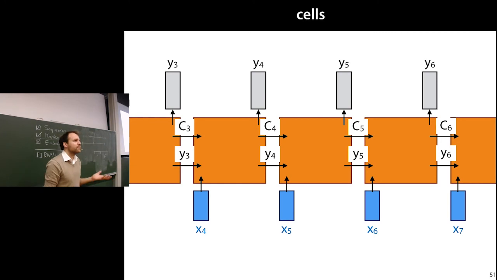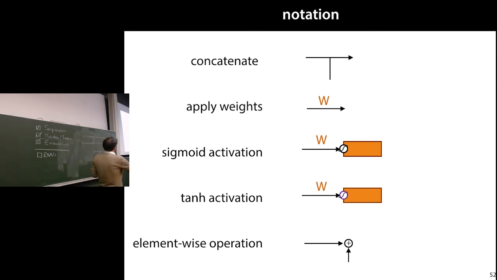And inside these cells, some complicated things are going to happen, for which we need a little bit more shorthand. So as we've seen already, we will denote concatenation of vectors like this, a fork coming into an arrow. The application of weights we will denote by writing a W or a capital letter on top of the line. Then the application of a sigmoid activation, so a sigmoid nonlinearity, we use this symbol. So here we have basically a very standard, fully connected neural network layer. You multiply by some weights, you apply sigmoid activation, and you get some vector out of it. There's also something called a tanh activation.